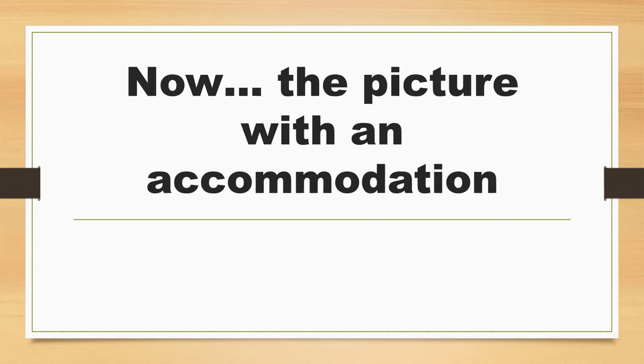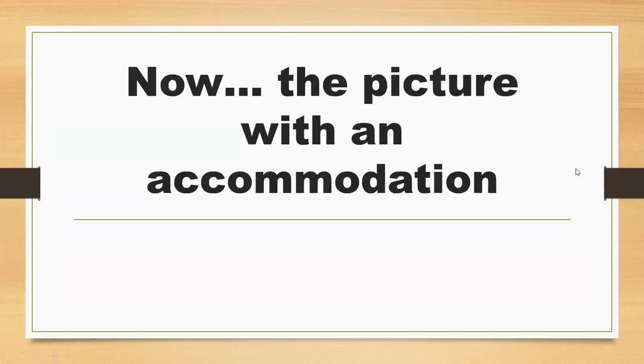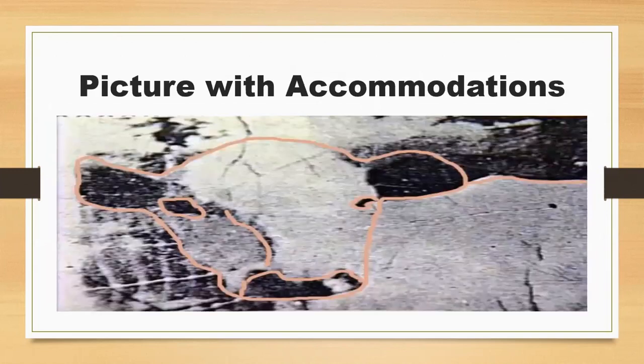All right, well, that was pretty good. Could you go back, please? Well, we can see the picture. What I'm going to do now is show you the picture with accommodations. So this is the picture with accommodations, and the accommodations are the lines. So you guessed it, it's a cow.